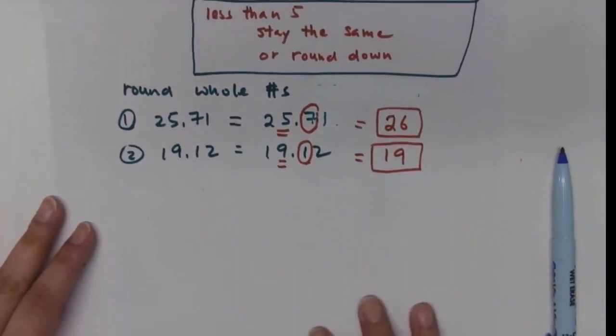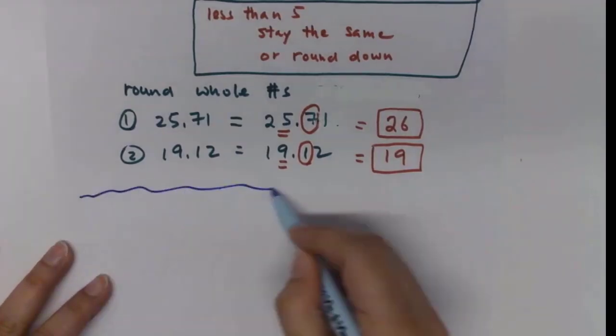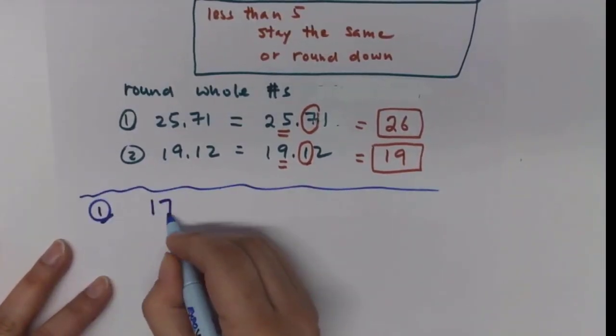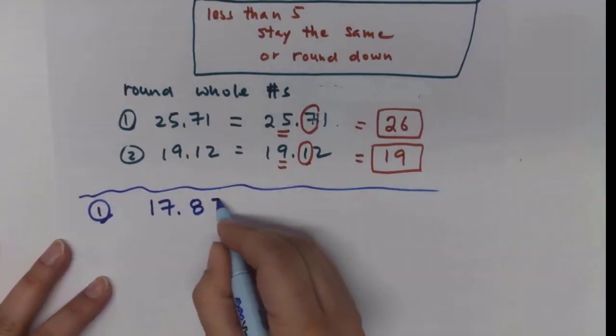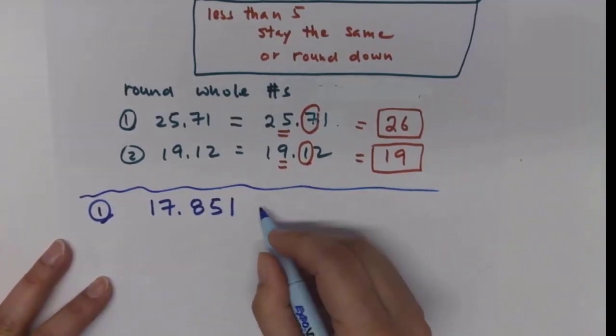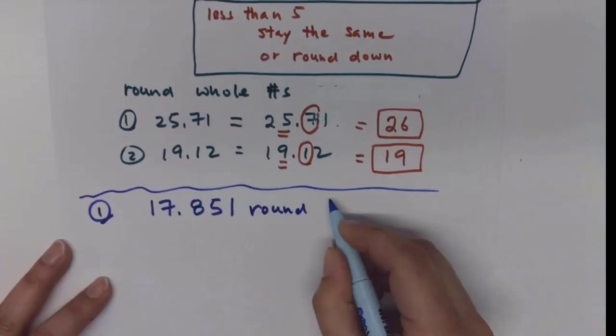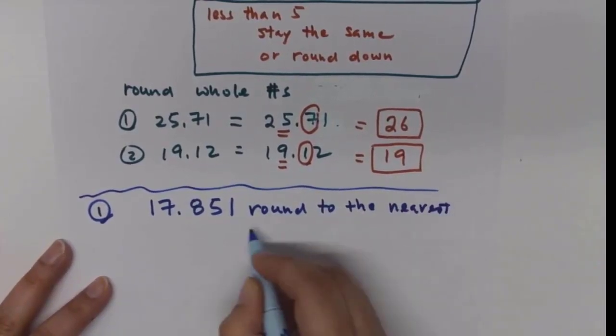All right, let's do some other example for rounding decimal. One of them, I have 17.851. I want to round it to the nearest 10.